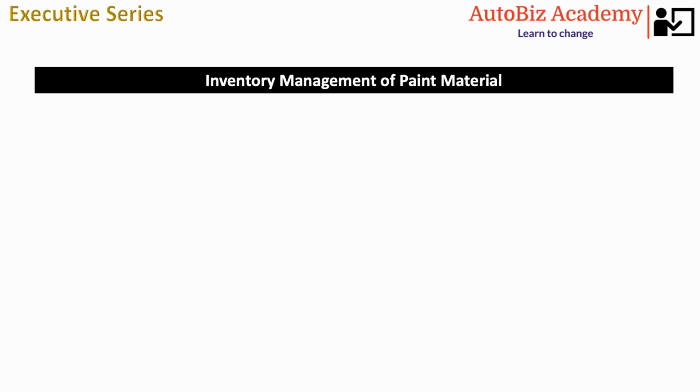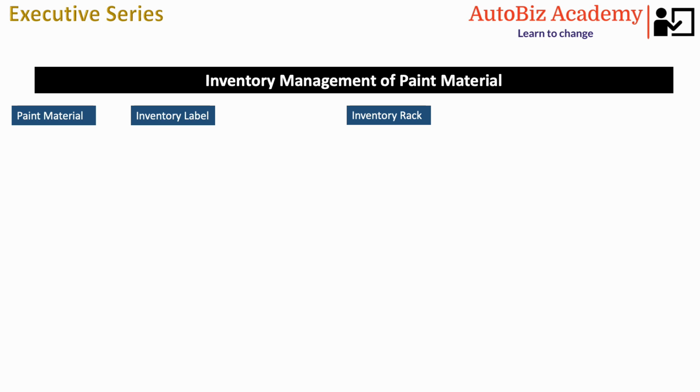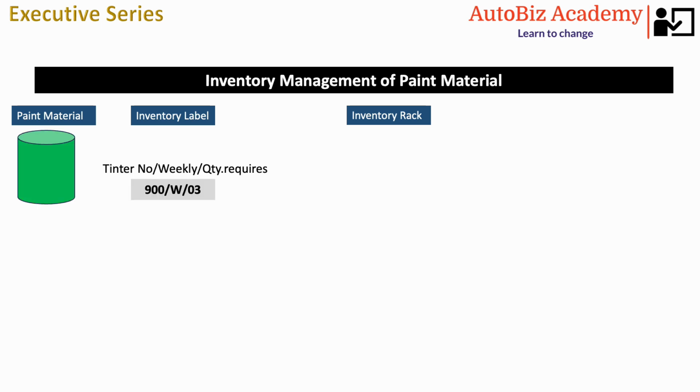Once you have assessed the requirement according to the consumption and cost of the material, then segregate the tinters in the storage rack as per the process I am sharing with you. To segregate the paint material, we will use the stocking and labeling method as shown. So we are dividing it into paint material, inventory label, and how the inventory rack will look.